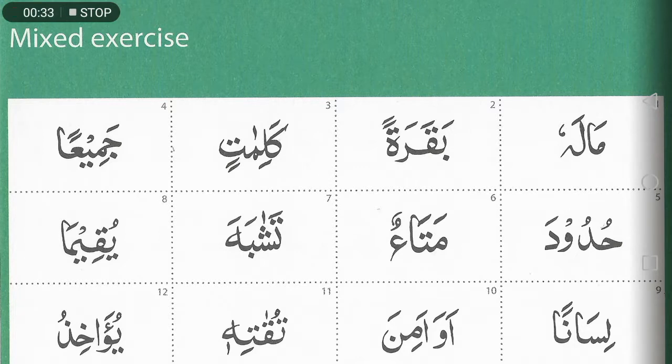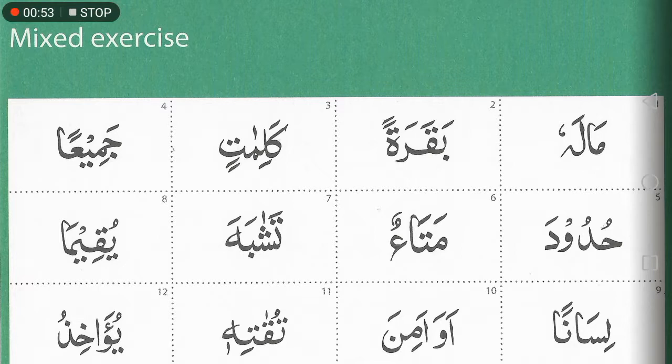So firstly, what I'll do is I'll do a few examples as we go down the page, and then I'll do the full page. Okay, so just breaking it down, let's have a look at the second box here. Firstly you're looking at the letters. How many letters are there? There's 4 letters. You've got ba, qaf, ra, and ta.